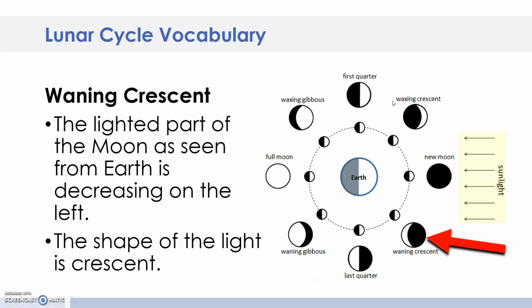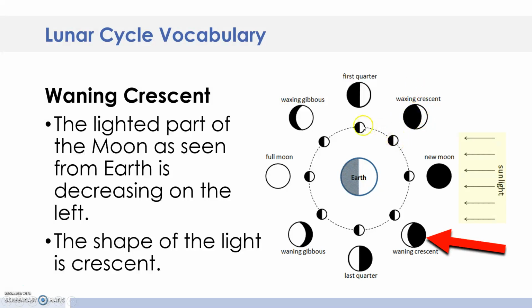And then the waning crescent is the last one until we start over. So again, waning means the light is shrinking, but now it's a crescent again, so it's just a sliver of light. The lighted part is seen decreasing on the left side, and it's crescent shaped like a crescent roll. So here we're looking at it, and it's just lit a little bit on the left side if we were looking at it from Earth. So that's what it looks like.